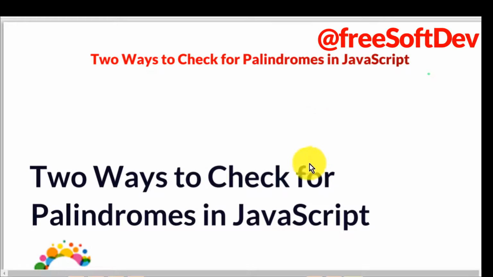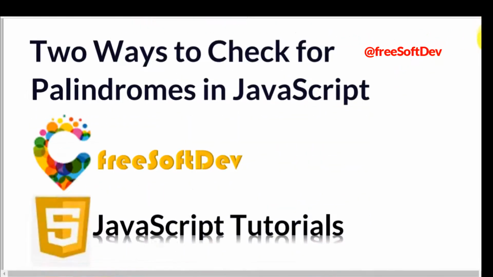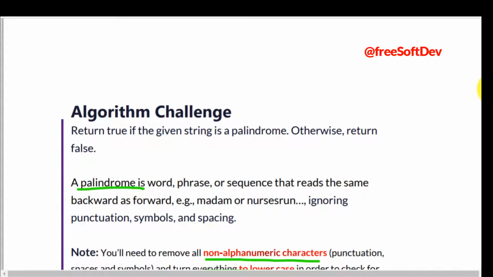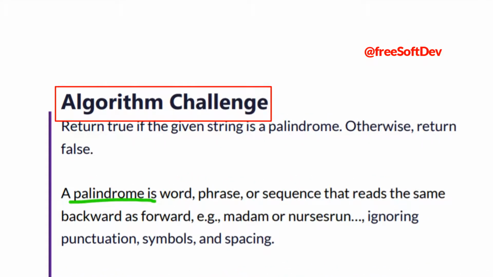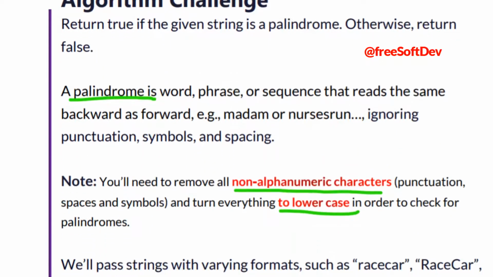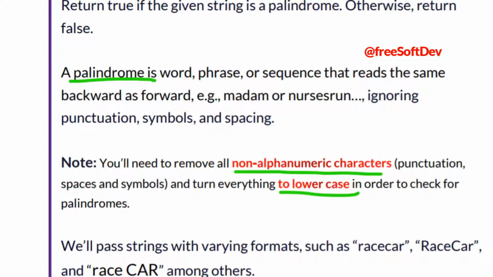Two ways to check for palindromes in JavaScript. First of all, let's have a look at this algorithm challenge. It will return true if the given string is a palindrome. Otherwise, it will return false. A palindrome is a word, phrase, or sequence that reads the same backward as forward.